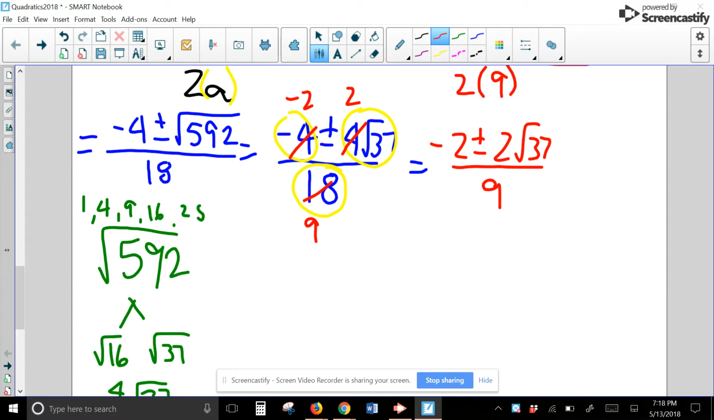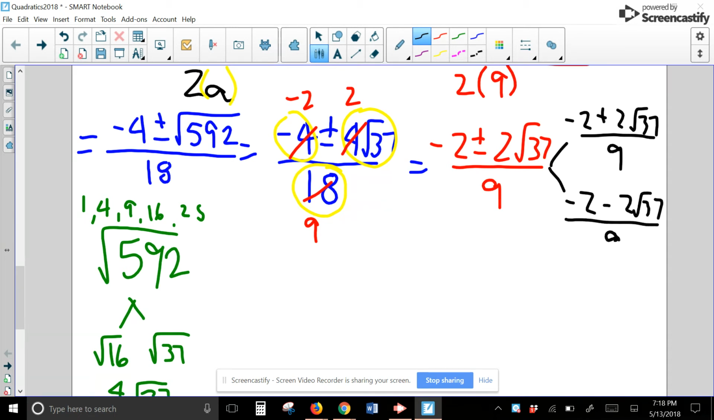If you wanted to write that as 2 separate solutions, one with the plus and one with the minus, it would look like negative 2 plus 2 radical 37 over 9. And the second solution would be negative 2 minus 2 radical 37 over 9. And those are our 2 solutions.